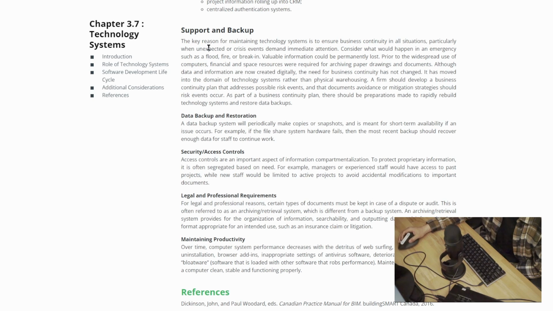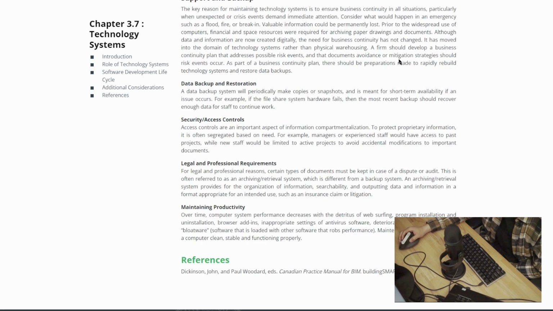Support and backup. The key reason for maintaining technology systems is to ensure business continuity in all situations, particularly when unexpected or crisis events demand immediate attention. Consider what would happen in an emergency such as a flood, fire, or break-in. Valuable information could be permanently lost. Prior to the widespread use of computers, financial and space resources were required for archiving paper drawings and documents. Although data and information are now created digitally, the need for business continuity has not changed. It has moved into the domain of technology systems rather than physical warehousing.